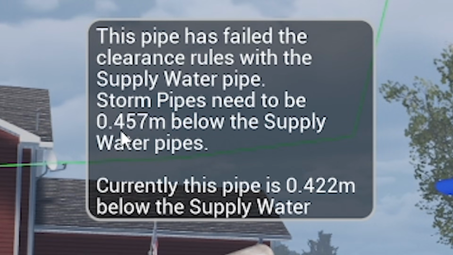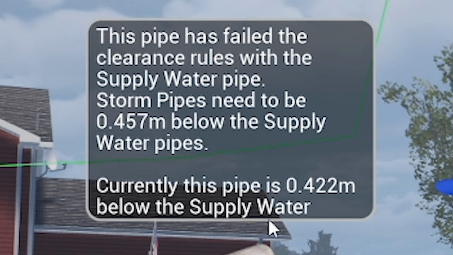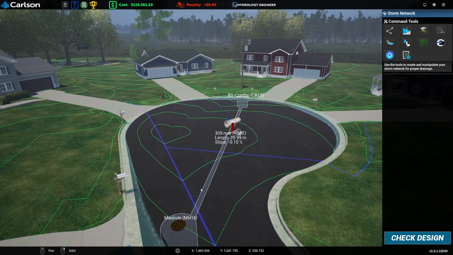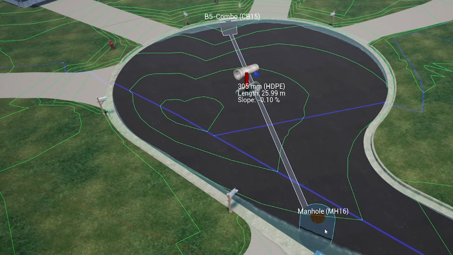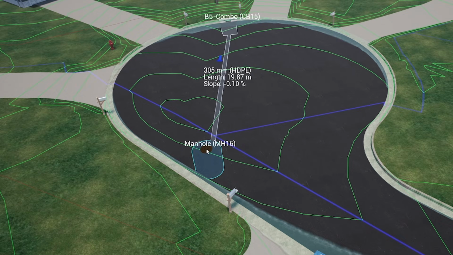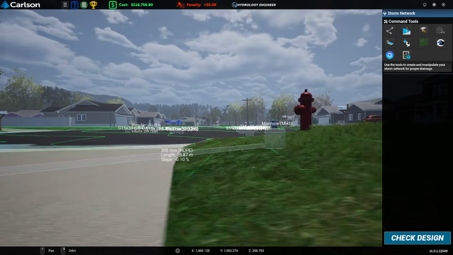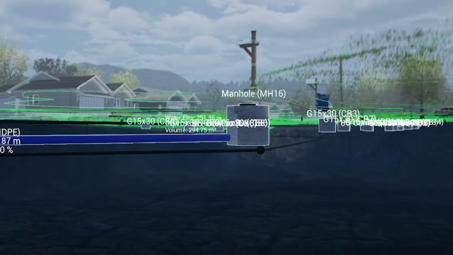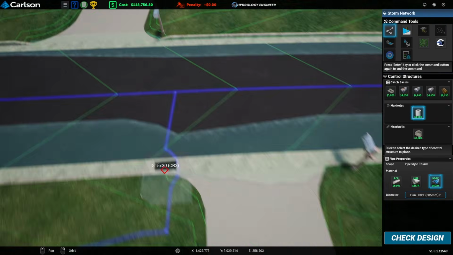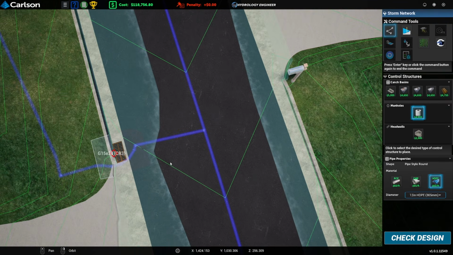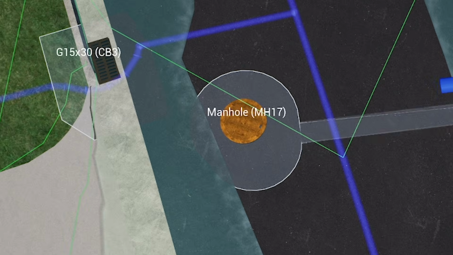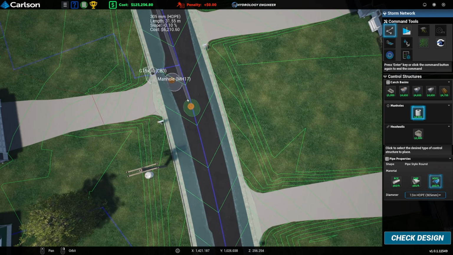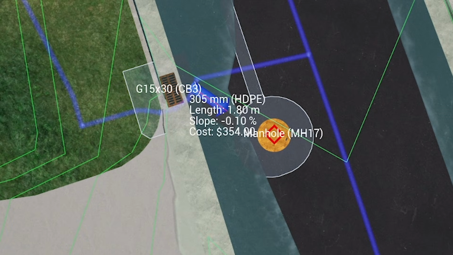So in here they're saying we've got to be 0.457 meters below the mains water. We're 0.422. Oh, we're quite close actually. So I could just make this manhole a tiny bit deeper. Alternatively, may as well just move it up there a bit. So yeah, now that pipe is below the water mains. You can see it's above the sewage pipe as well, so that's perfect. Does mean we now need a pipe up here for this gully. So manhole there. We can then connect from this pipe down to that manhole, and then from this gully to that manhole.